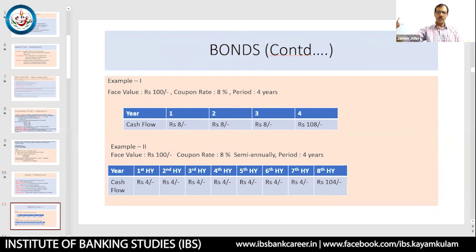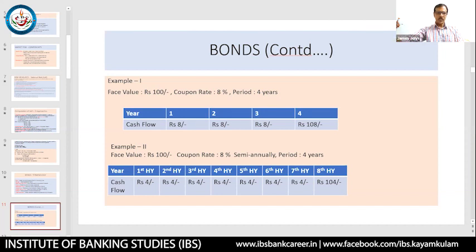If somebody invests in this bond, they purchase this bond, how does he get the money? The cash flow here: on completion of first year, the company pays the investor a return of 8%. That is the coupon rate, meaning an interest of 8%. What is 8% of 100 rupees? ₹8. So at the end of first year, the company pays a coupon of 8 rupees.